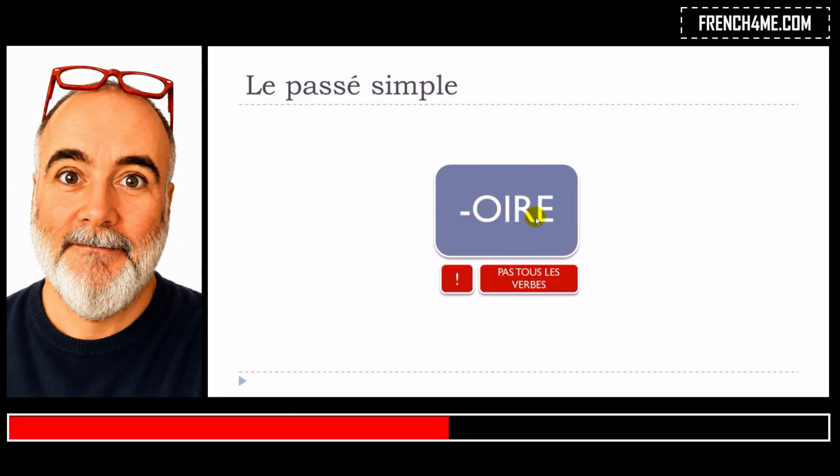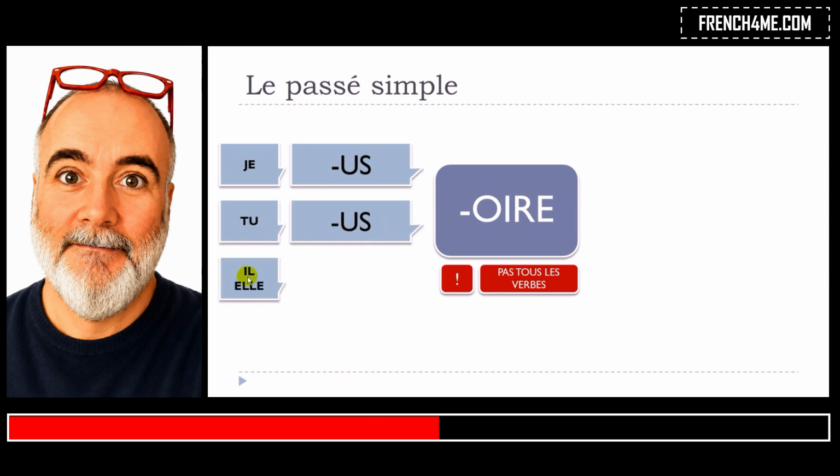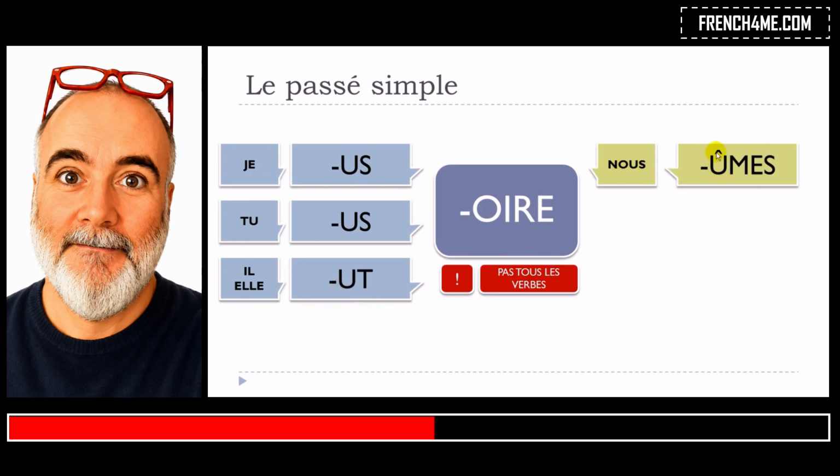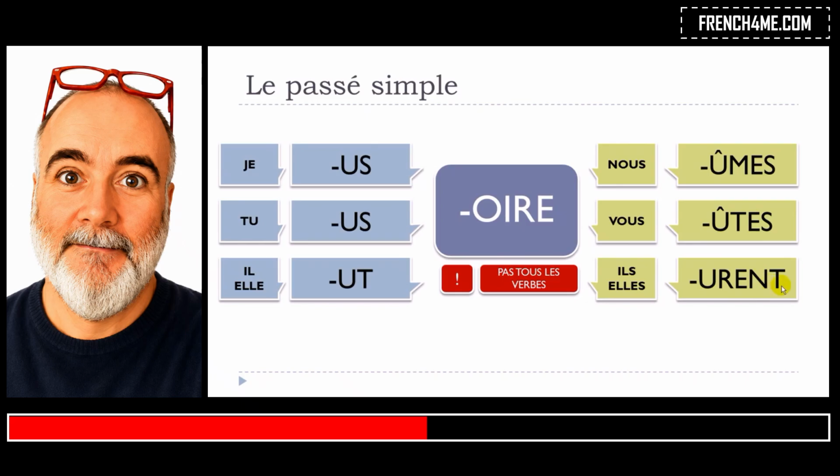And then, as usual, remember, we're not talking about all the verbs, but most of them. And the endings will go like je, US, tu, US, and then il, elle, UT. Okay. Nous, U accent circonflexe MES, vous, U accent circonflexe TES, il, elle, URENT. Okay, so remember, verbs ending with OIRE, but not all the verbs. US, US, UT, U accent circonflexe MES, U accent circonflexe TES, URENT.